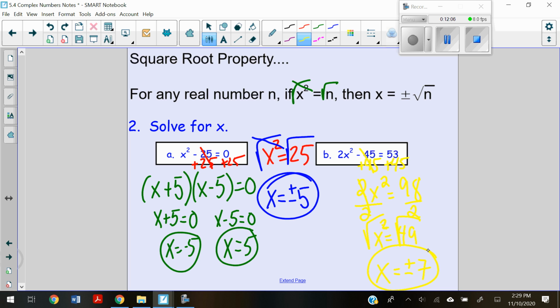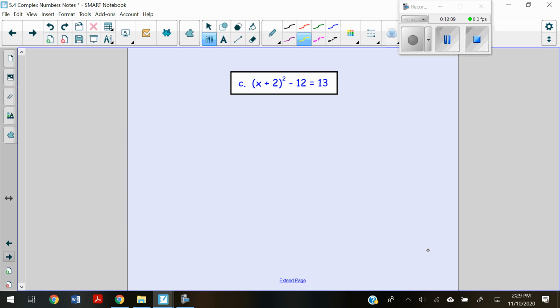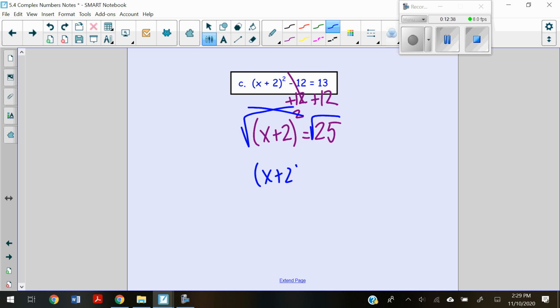All right, let's take a look at the next two problems. We're going to solve these two problems the same way. C has a little bit more in depth to it, but really it's the same idea. We want to start off by getting our squared term by itself. So add 12 to both sides. So (x plus 2) squared equals 25. All right, here's where I'm going to take the square root on both sides. That cancels my squared term, and I get x plus 2. Actually, I can probably just drop those parentheses because we don't have anything to do with that anymore. And the square root of 25 is plus negative 5.